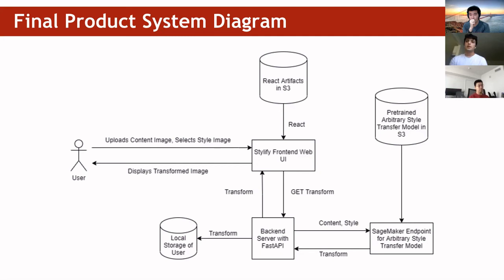And we'll communicate using a backend with FastAPI and send the image just like before to the local storage of the user and have it displayed in the web page after undergoing neural style transfer.